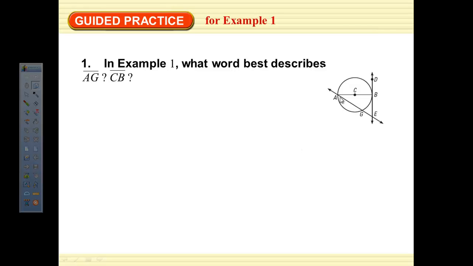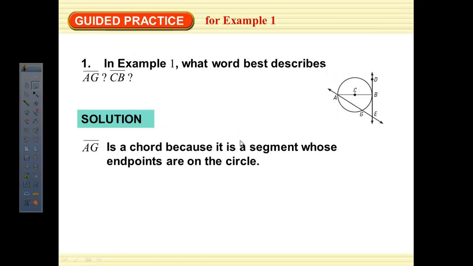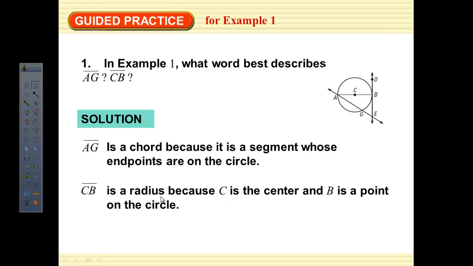And we want to know what AG is. I just talked about that a second ago. AG would be a chord, and CB would be a radius. So AG is a chord because it's a segment whose endpoints are on the circle. CB is a radius where C is the center and B is a point on the circle.